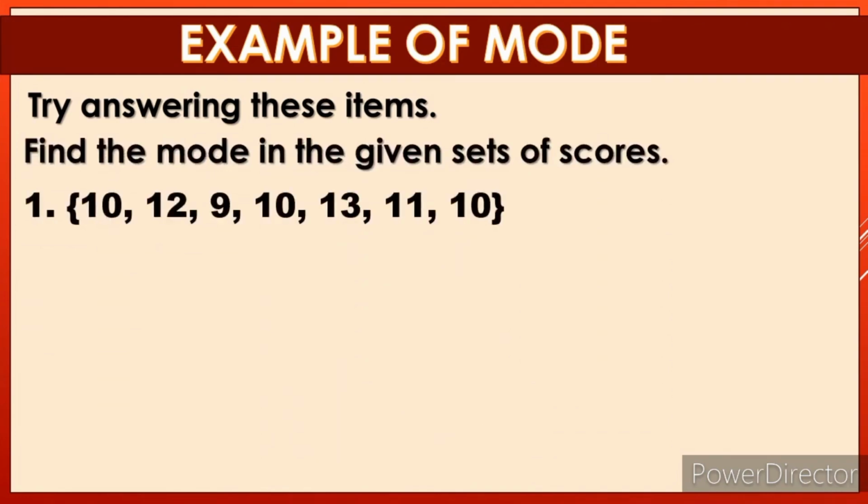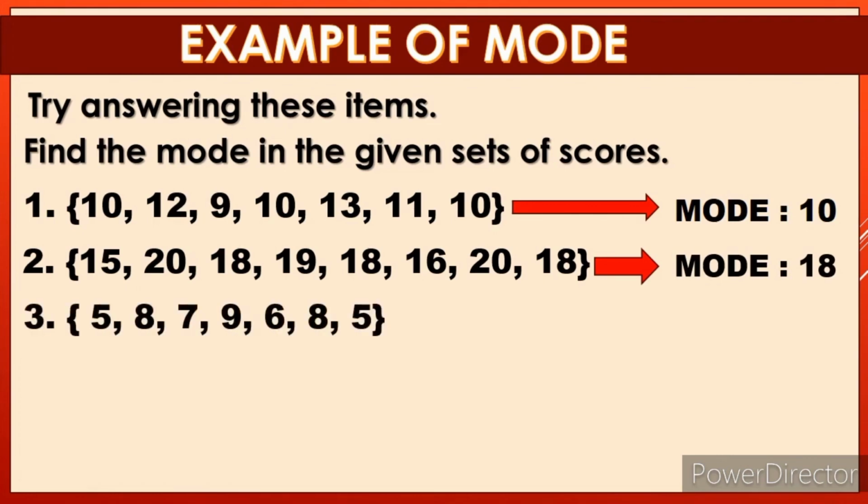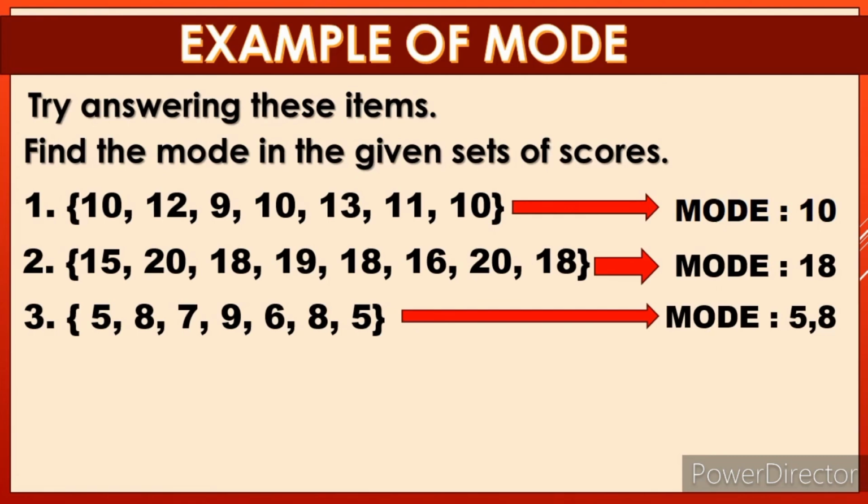Number 1: 10, 12, 9, 10, 13, 11, 10. The mode here is 10. Next, number 2: 15, 20, 18, 19, 18, 16, 20, 18. The mode here is 18. Next, number 3: 5, 8, 7, 9, 6, 8, 5. Our mode here is 5 and 8.